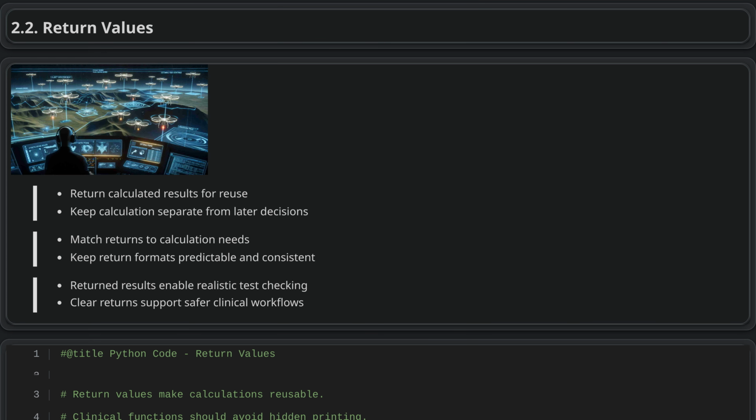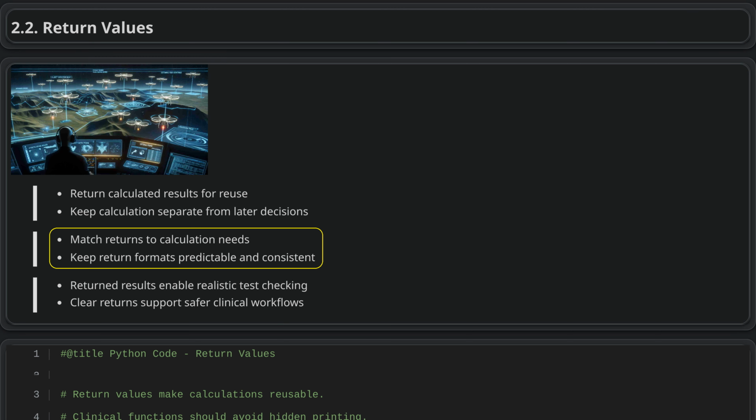Return values. A return value is the result a function gives back after it finishes, allowing that result to be reused elsewhere in a program. In medical programming, a function may use inputs such as height or temperature, but it should return the calculated result rather than only display it. For example, a body mass index function should return the index so the program can compare or categorize it, which keeps the function focused and easier to test.